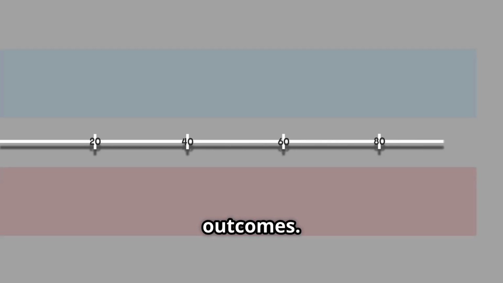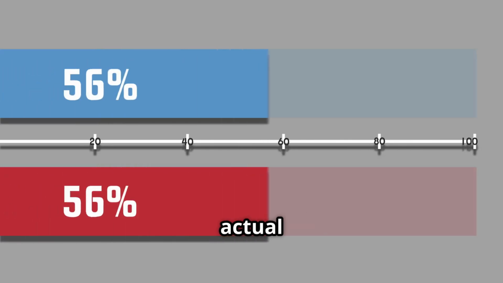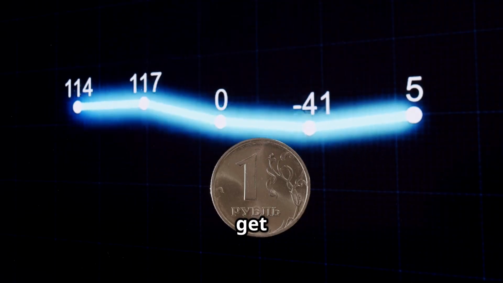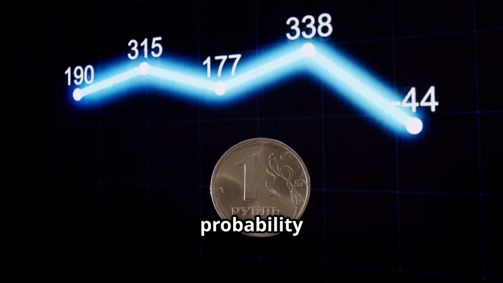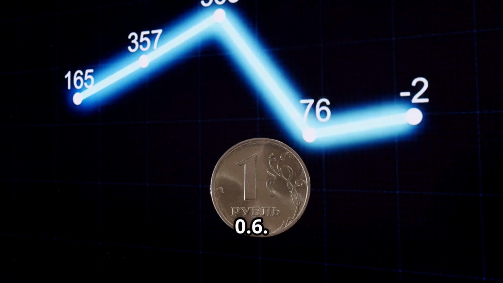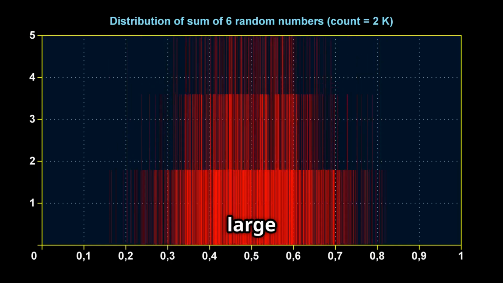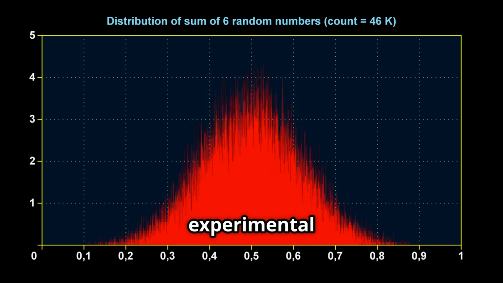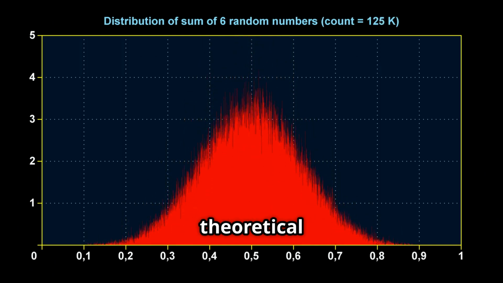Theoretical probability is based on known possible outcomes. Experimental probability comes from actual experiments. For example, if you flip a coin 100 times and get 60 heads, your experimental probability for heads is 60/100, or 0.6. The law of large numbers says that the more times you repeat an experiment, the closer the experimental probability will get to the theoretical probability.